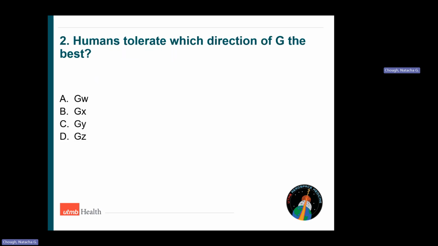Question 2. Humans tolerate which direction of G the best? A. GW, B. GX, C. GY, or D. GZ? The correct answer is B, GX. Humans best tolerate acceleration forces in this chest-to-back direction.